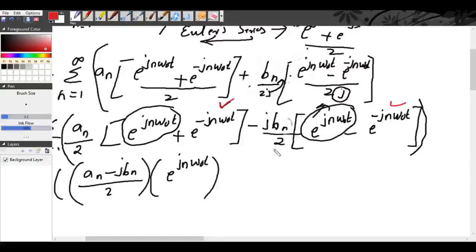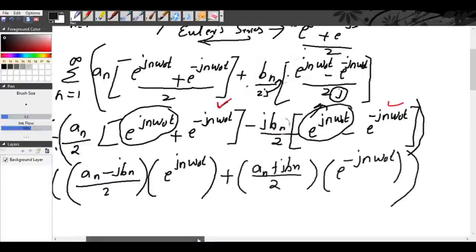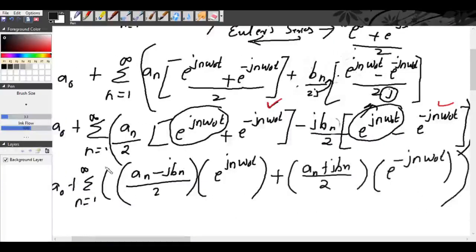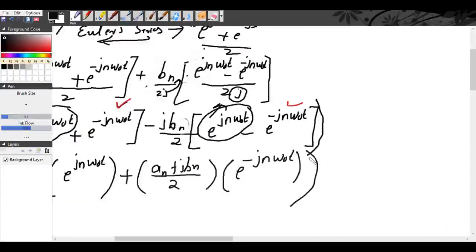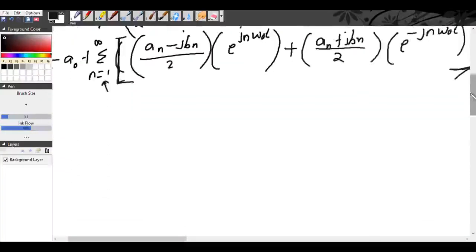This one as well as this one can also be combined together. So how to write that? Plus an plus jbn divided by 2, into e power minus jn omega naught t. If you have a problem with this bracket, you can put a square bracket also, no issues, just to indicate the summation applies to all. What next?